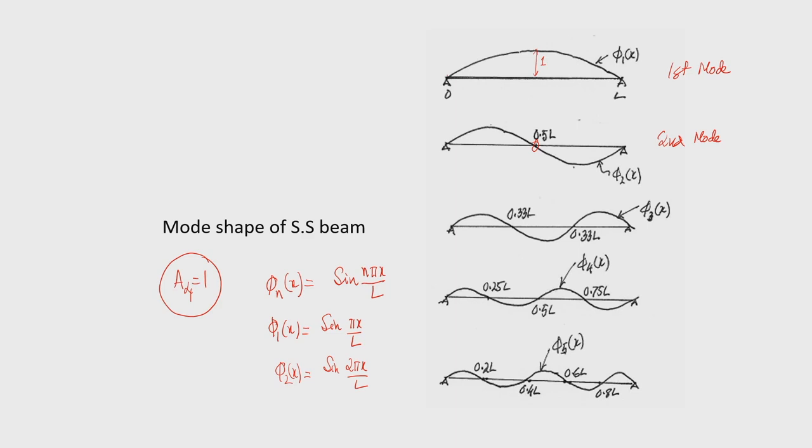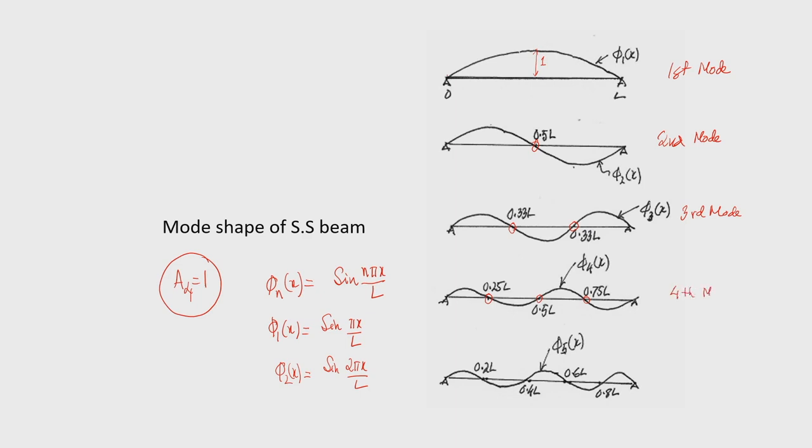The third mode is similarly obtained by putting n is equal to 3, and two nodes are obtained in addition to the supports. These two nodes are situated symmetrically, at a distance of 0.33L from either of the supports. Similarly, if you plot the fourth mode, we get three nodes. Nodes are the points where displacement is 0. So during the vibration of the beam in the second mode, the middle point has no displacement. Similarly, when the beam is vibrated in the third mode, these two points, at one third from either side, will have no displacement.